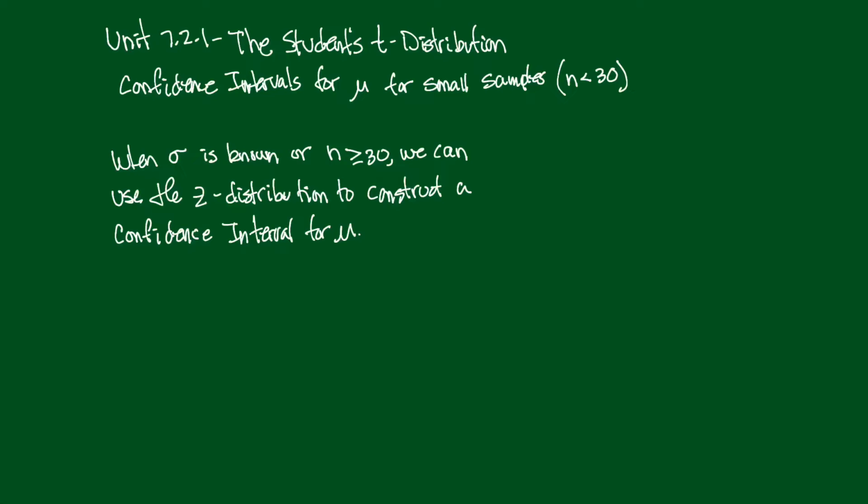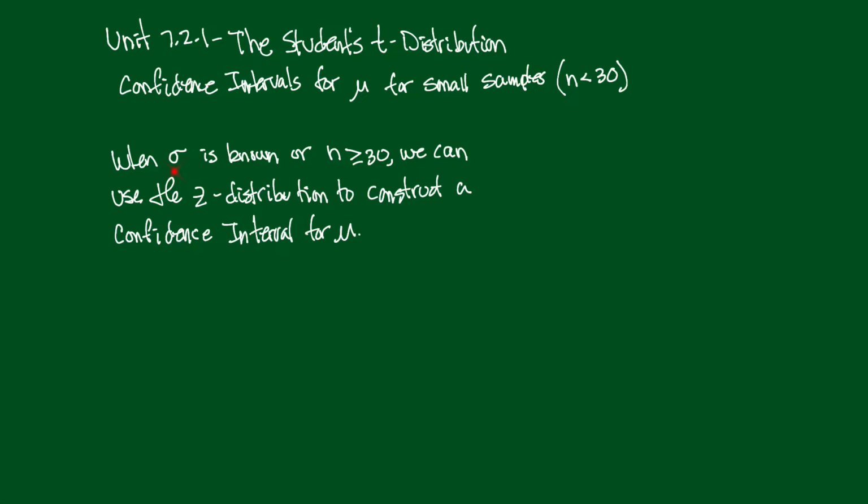We are now going to take a look at the student's t-distribution, and this is what we're going to use to construct a confidence interval for the mean when the sample size is small. That means that it's less than 30. Now we know from our previous discussion that when sigma is known or n is greater than or equal to 30, this is called a large sample. Sample size 30 or more is a large sample.